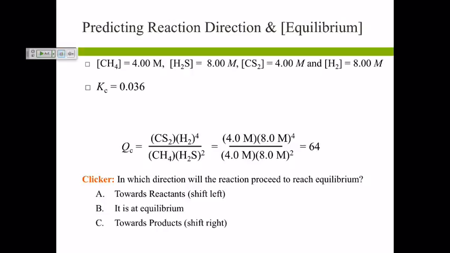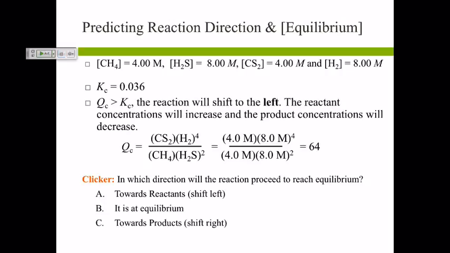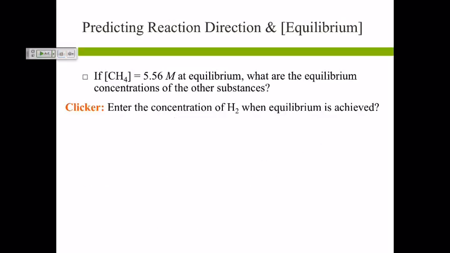Then the question is, when we get to equilibrium, what are those values going to be? So, here's a little piece of info that I don't know if I gave you in the problem. I did give this to you. If we know that our reaction is going to end up with 5.56 molar concentration of methane at equilibrium, how do we solve for the concentration of everything else? How do we use our ice tables to solve for all of that?